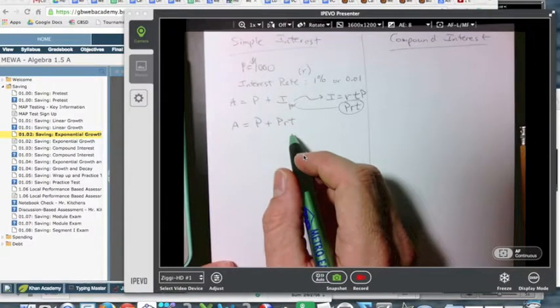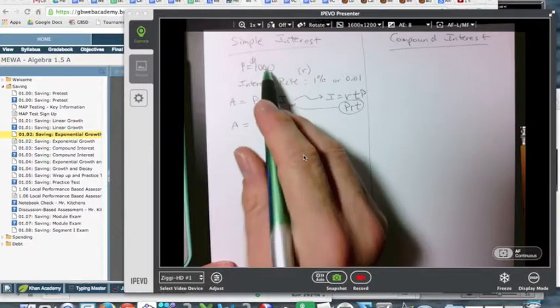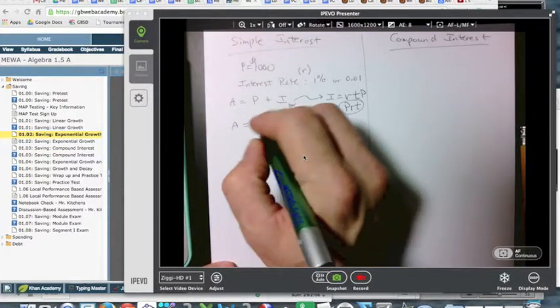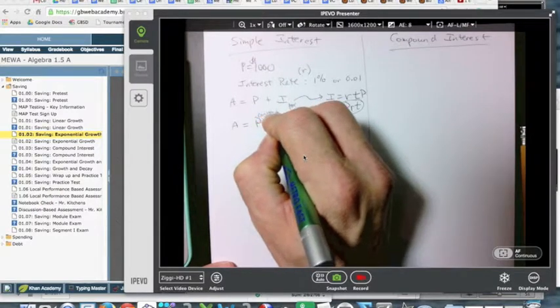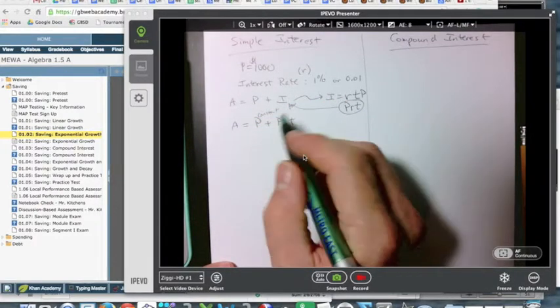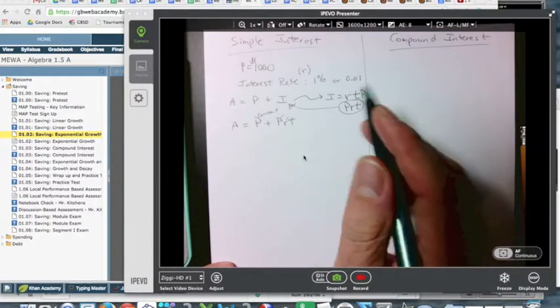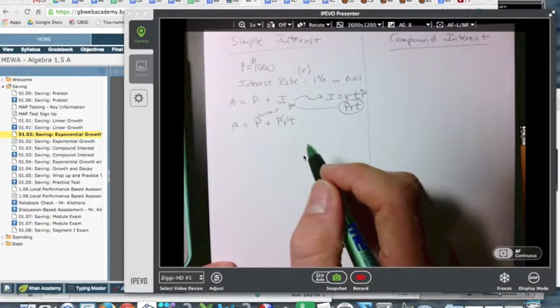We know one thing: that principal is $1,000, so that's not changing in itself. That's a constant. And here it is again, and so is the rate. That won't change. So those are all constants. T is your only thing that might vary, and that's your time.